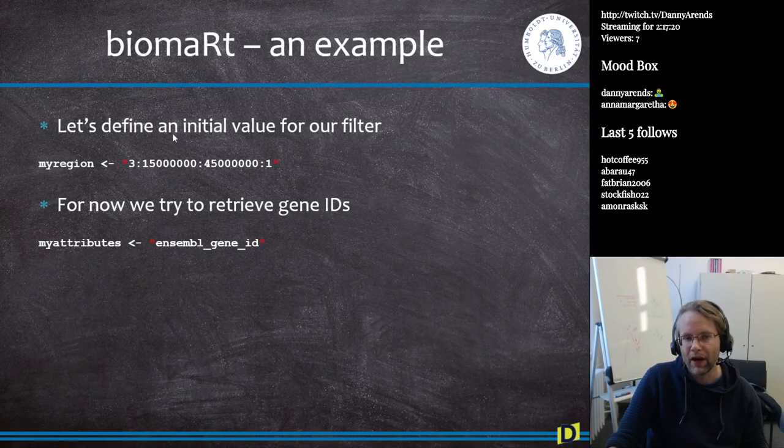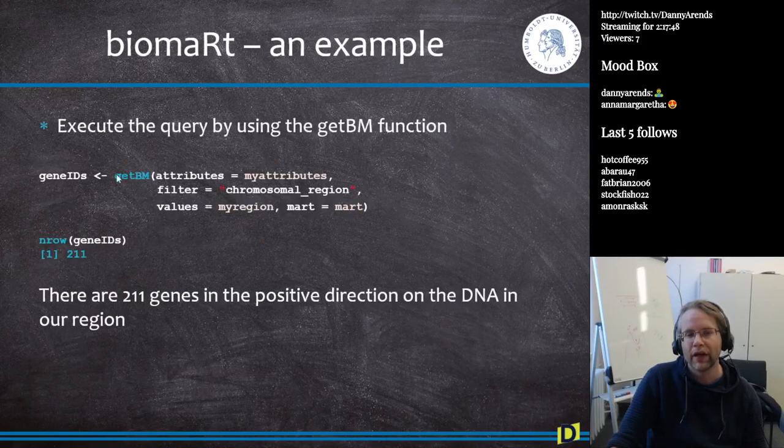So we define our filter, right? The value that will go into our filter is the region that we're interested in. So it's chromosome 3 from 15 megabases to 45 megabases on the positive strand. And we want to retrieve the gene ID. So I say that my attributes are the Ensembl gene IDs. Those are the ones that I want. So this is my value. This is my attribute. And of course, I also have to specify my filter.